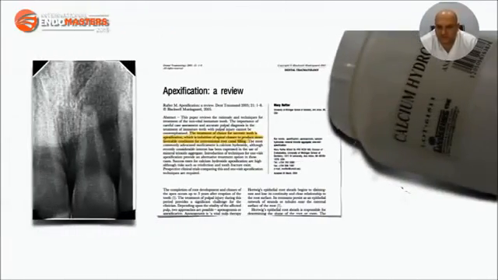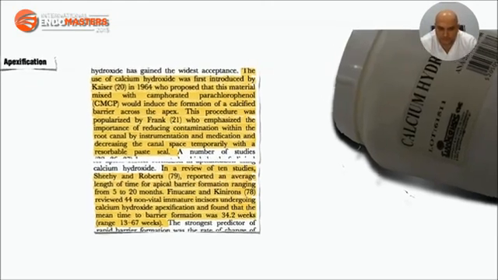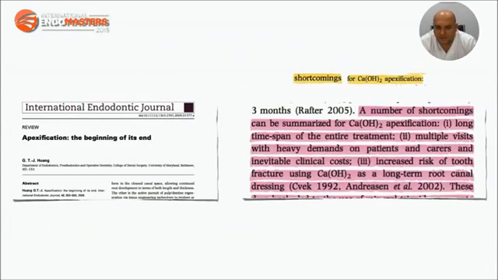For over 30 years, cases like this were approached with apexification procedures. The goal of apexification, as proposed by Kaiser and popularized by Frank, was to induce a hard tissue apical closure of the necrotic immature root by reducing contamination within the root canal system by instrumentation and long-term medication with calcium hydroxide.